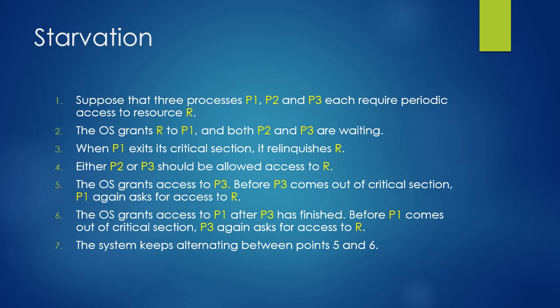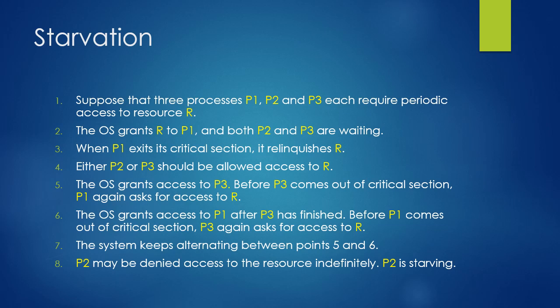R goes to P1, P2 and P3 wait. P1 leaves R, R goes to P3, P1 and P2 wait. P3 leaves R, R goes to P1 and so on. P2 may be denied access to the resource indefinitely. So we say that P2 is starving.